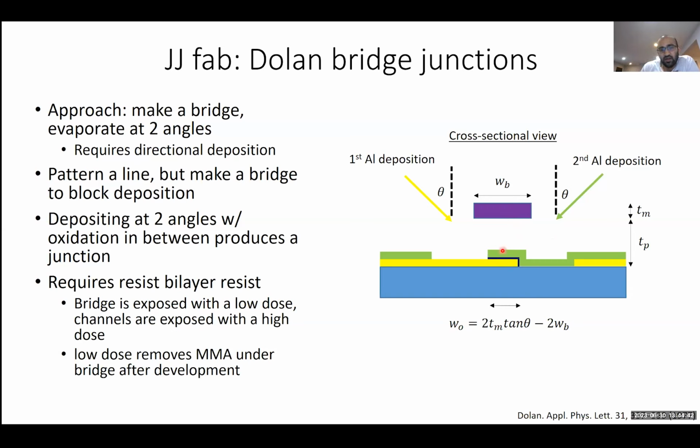And importantly, the Dolan bridge process is going to be dependent on certain parameters like the thickness of your resist. You can basically do the geometry here, and you can determine what the length of this overlap region will be, and it's given by this expression, where WB is the width of the bridge. Actually, these labels are swapped. TM is supposed to be the thickness of your MMA, and TP is the thickness of your PMMA. I'll change that.